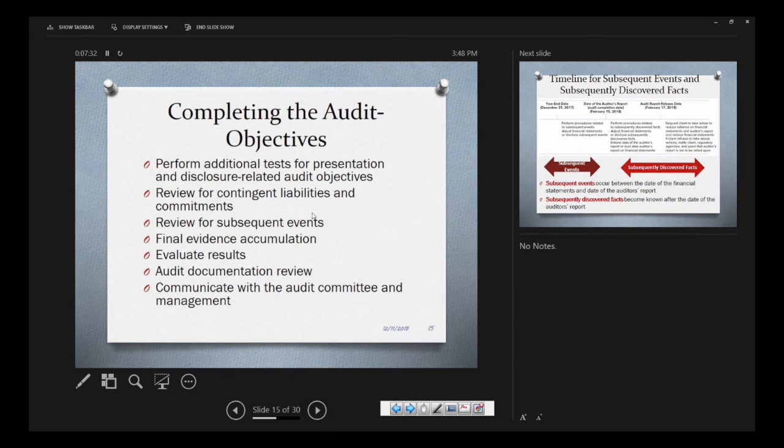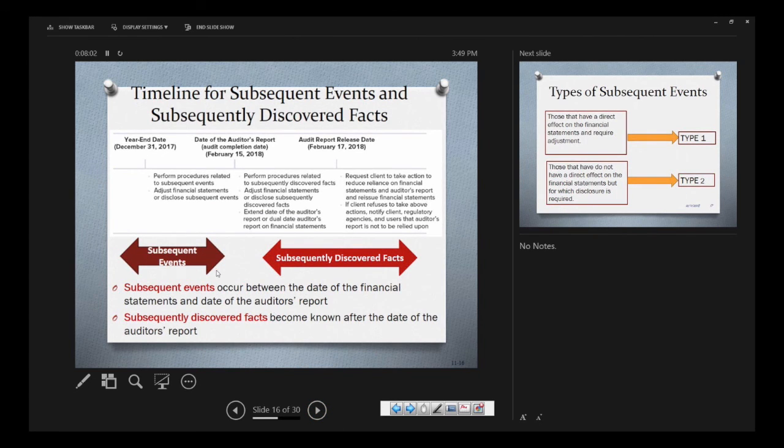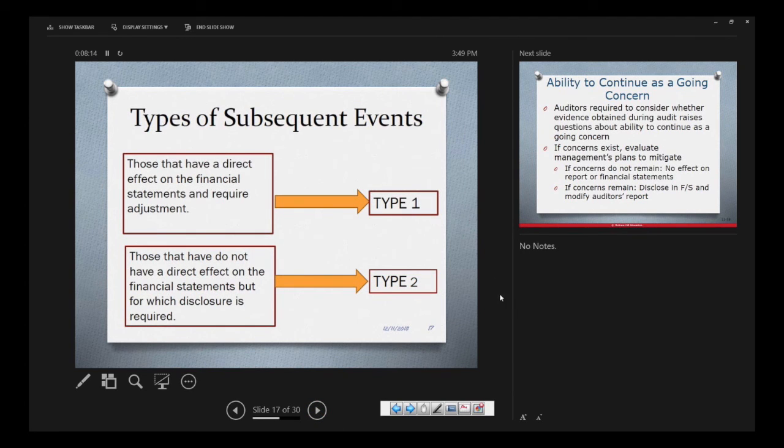Completing the audit, we went through with the mock exam, is what are the different tasks that the auditors are going to perform? What do they do in review of contingent liabilities and commitments? Review of subsequent events? What's the final evidence accumulation? So the auditors have to take a step back, do analytical procedures, identify whether it makes sense, given the information that they've collected and their communications with management. This is right from the notes, the timeline in terms of where auditors' responsibilities lie, and how it impacts the account. Know the difference between a type 1 and type 2.